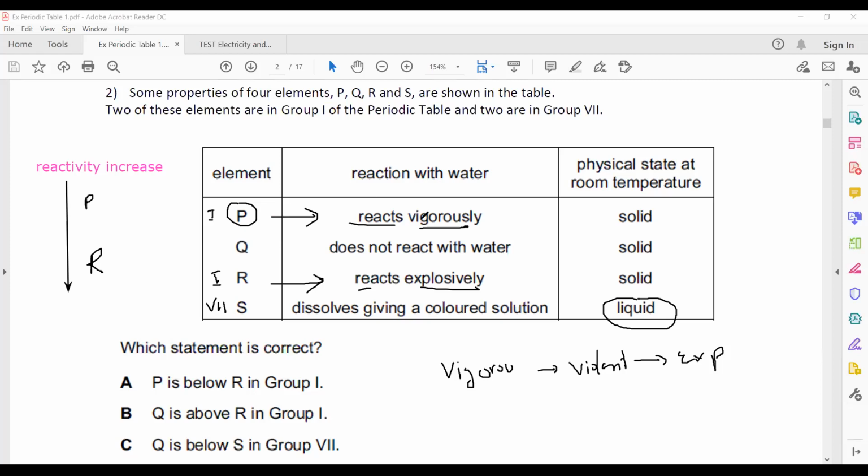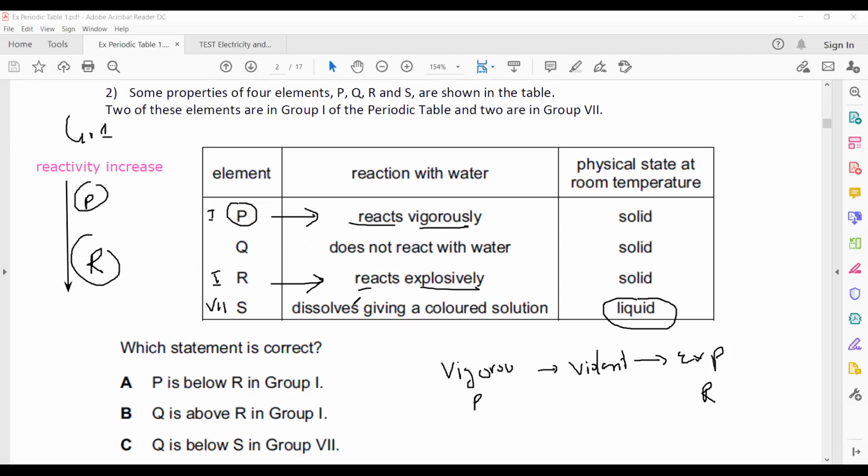So in this question, P and R both are reacting with water, and R is having an explosive reaction, P is having a vigorous reaction. So this one is P and this one is R. It shows that R is more reactive than P. And for group 1, as we go down the group, the reactivity increases, so R is below P. And what about group 7?